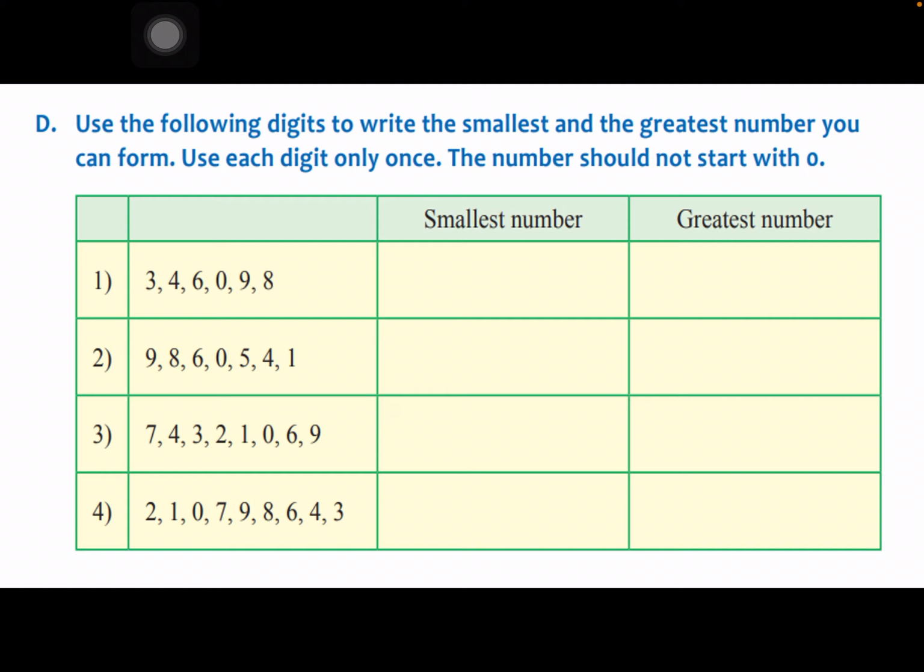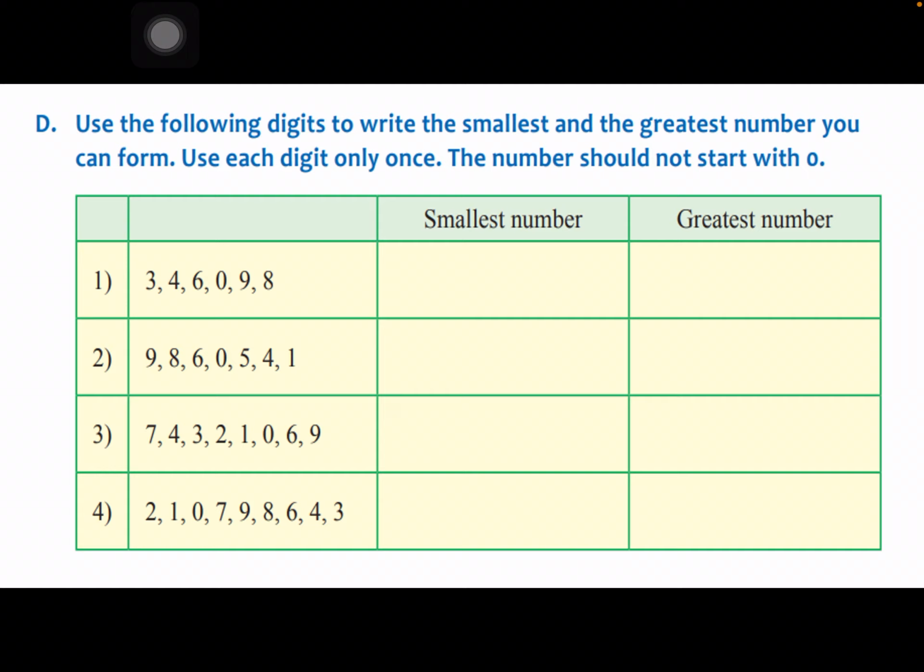Use the following digits to form the smallest and the greatest number you can. Use each digit only once. The number should not start with 0. Okay? You use the digits here, and then you write the smallest number and the greatest number. You can see in the box.